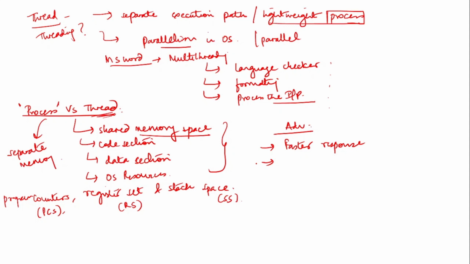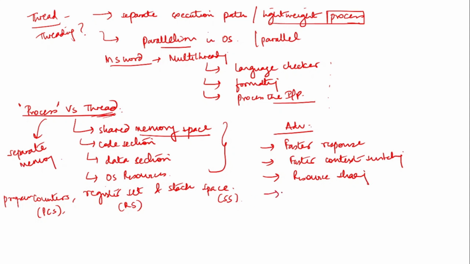Everything is shared that way, so you get a faster response. Then you also get faster context switching. Context switching, which we just saw, is also quite fast when we talk about threads or using different threads. This is also one advantage. Now, the next advantage is resource sharing. So the resources are also shared.